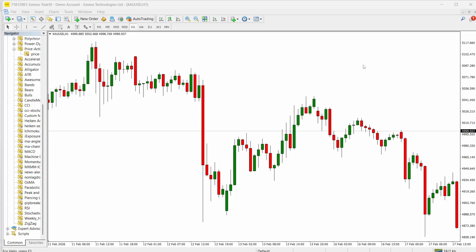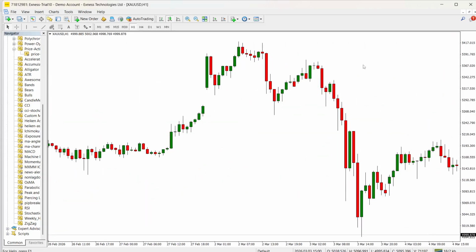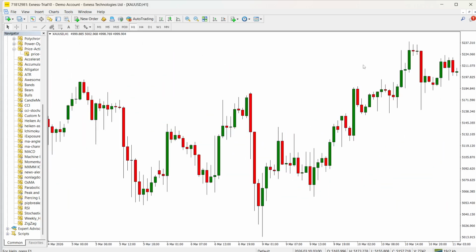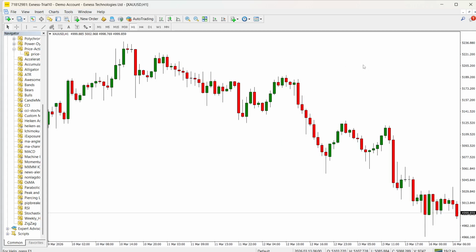Hello traders, welcome to this video on the price action AHA indicator for MT4. In this video, we'll look at how this indicator marks price action signals on the chart, what they imply, and who this tool suits.